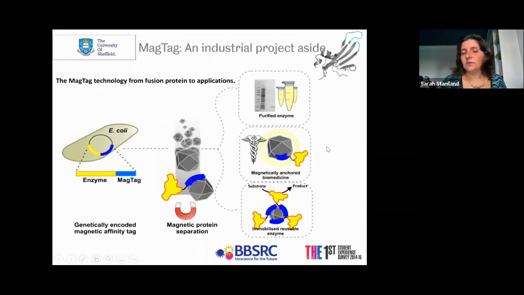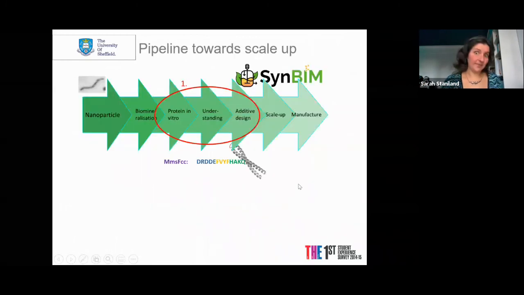You could use it for biologically making more drugs. That's biomedicine again, something that one of my PhD students spent a lot of time working on, basically using pure magnetite nanoparticles and MagTag as an anchor for many different drug products, and even immobilizing enzymes for reusability. Anyway, that was an aside.